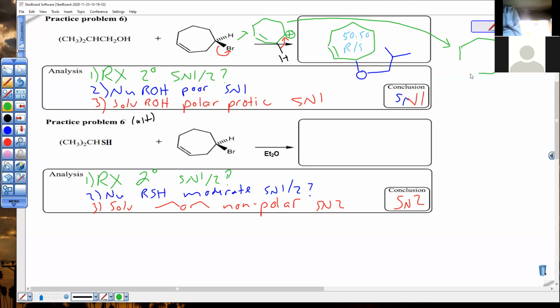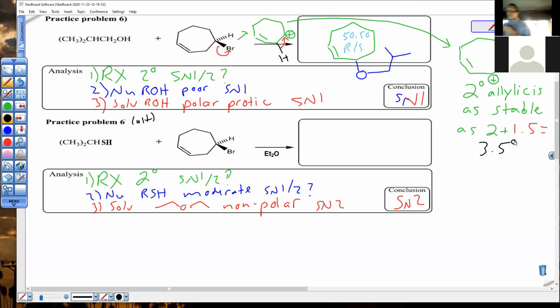Right there, secondary allylic is as stable as a hypothetical carbocation 2 plus 1.5 equals 3.5. I don't think I should have used red. That's more stable than any cation you've seen to this date.